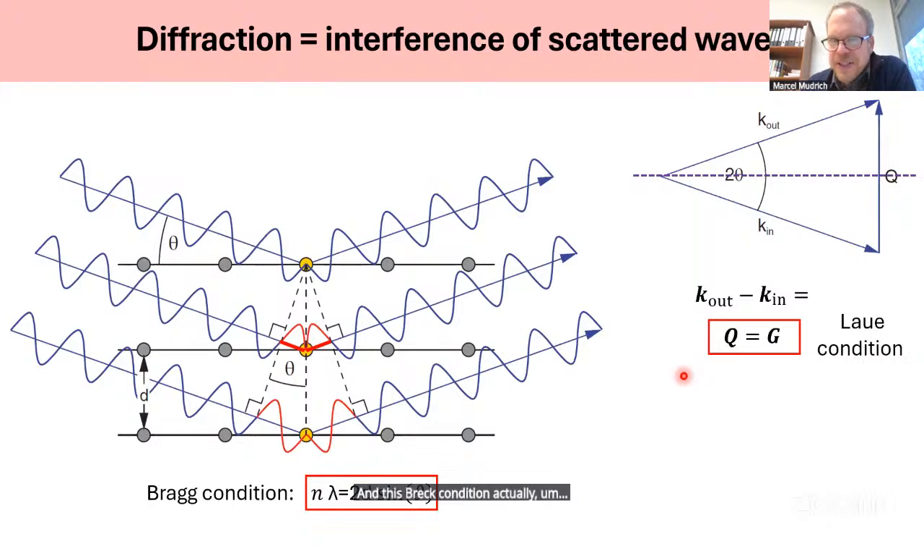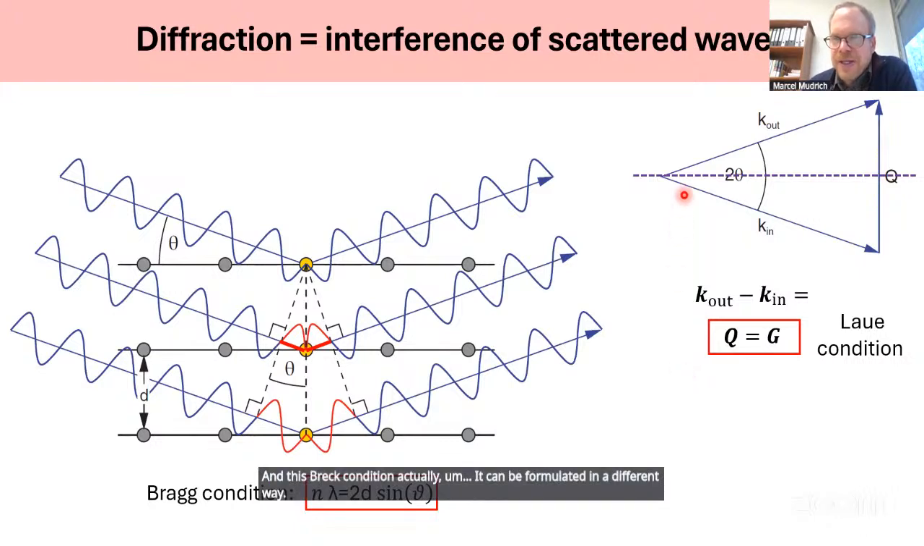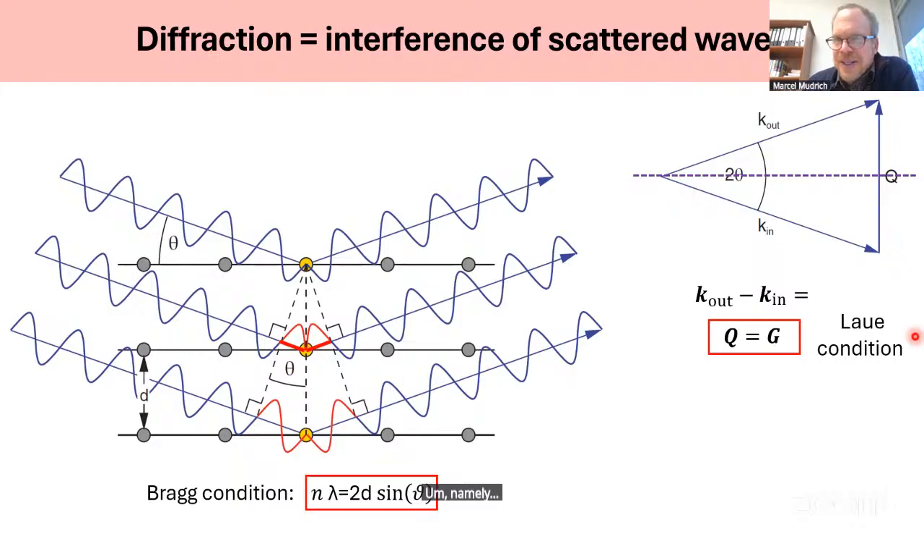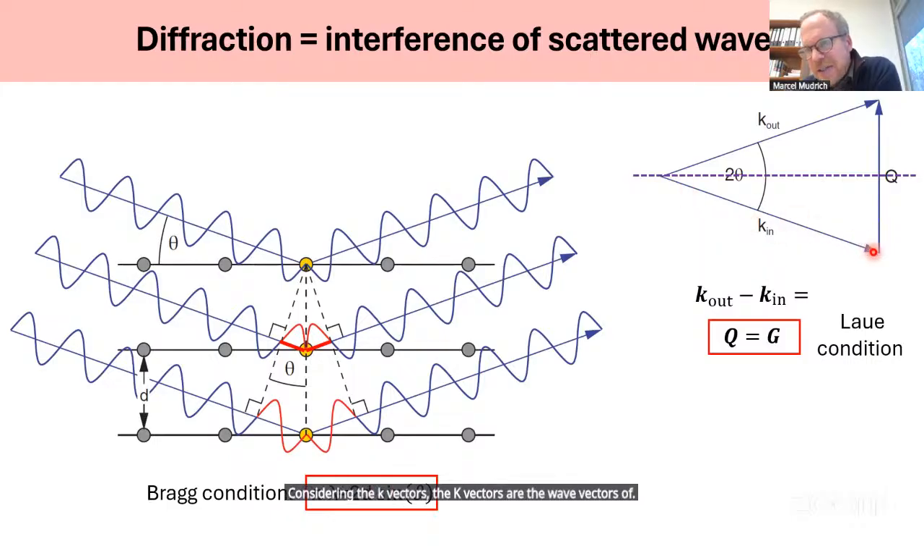And this Bragg condition can actually be formulated in a different way. Namely, the so-called Laue condition, which we can relate to the Bragg condition by considering the k vectors. The k vectors are the wave vectors of the incident light field and the diffracted light field. So k in and k out. This is about elastic scattering. So the length of the vectors should be the same.